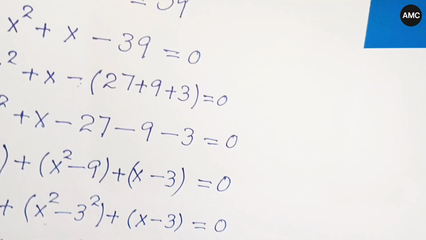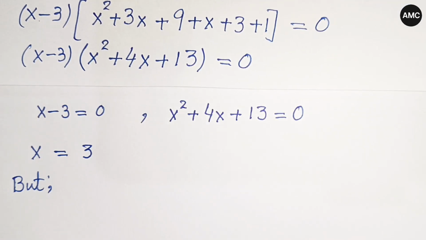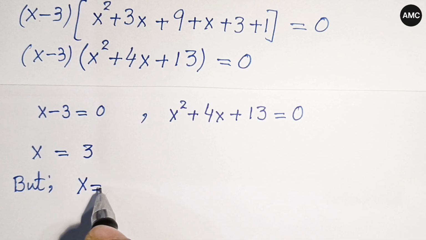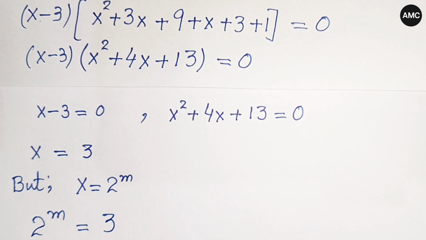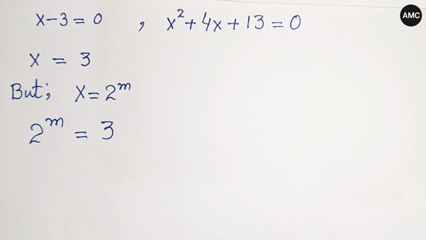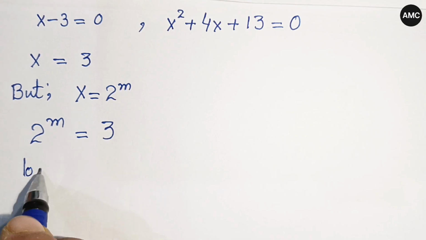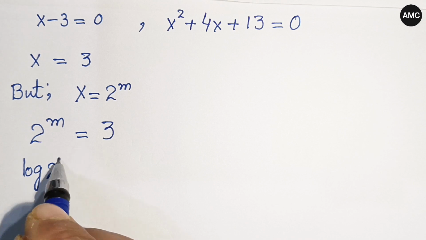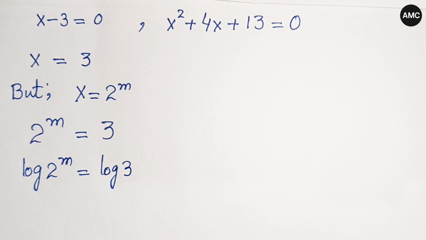So using this one here, then we get x is equal to 2 to the power m. If we just compare these two equations, we get 2 to the power m is equal to 3. Now as we know that we have to find the value of m, so taking log on both hand sides, here we will get log 2 to the power m is equal to log 3.